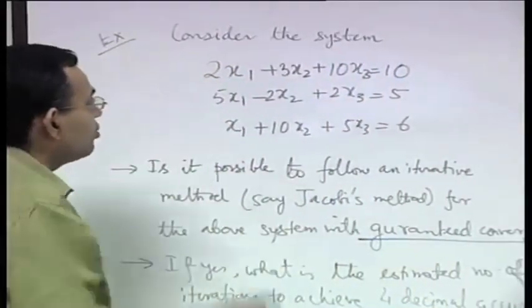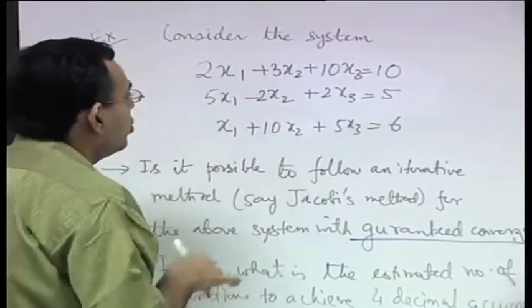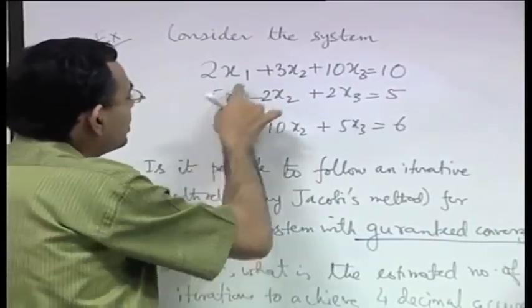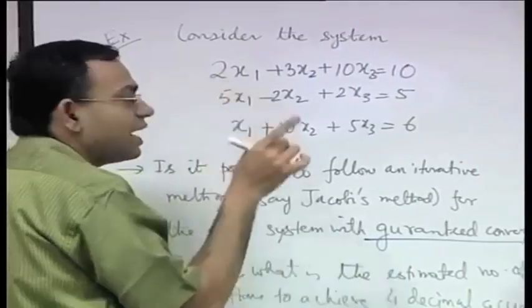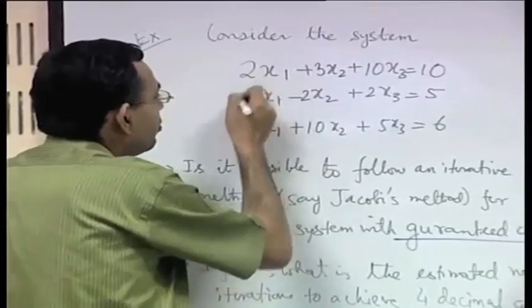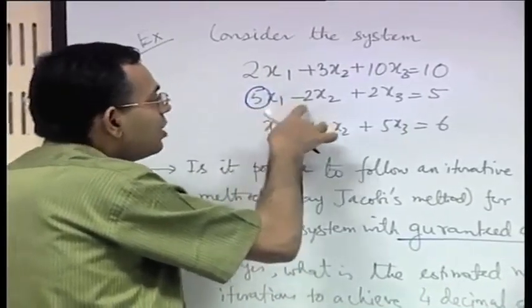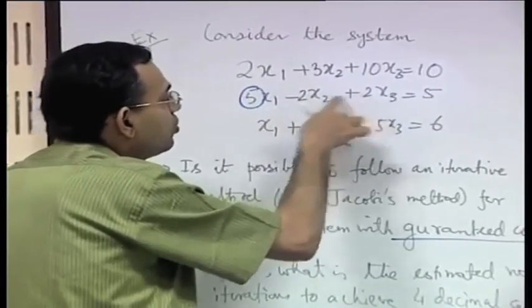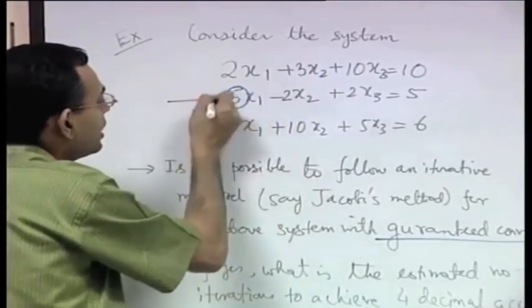So, what is the rationale behind the reordering? You first find out that out of these 3 equations which has the first coefficient highest, that is the second equation has the first coefficient 5 which is the highest, and sum of the off diagonal terms in that case is 2 plus 2 which is 4 which is less than 5. So, let us make this as equation 1.